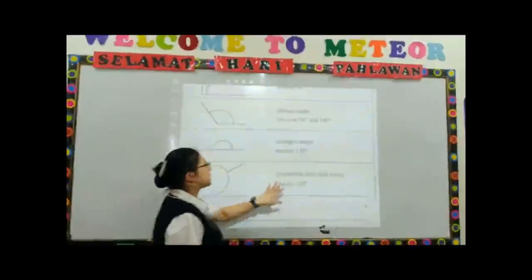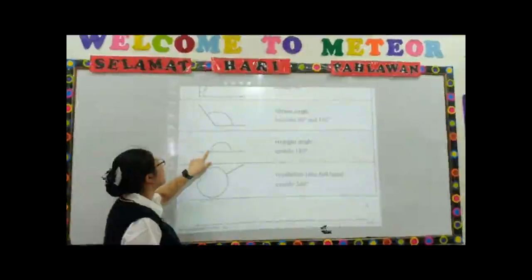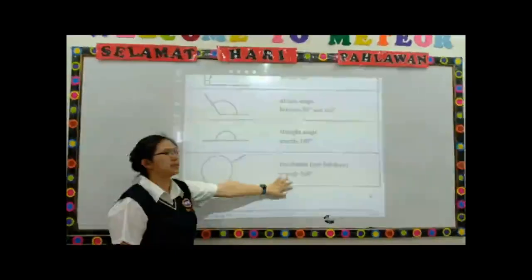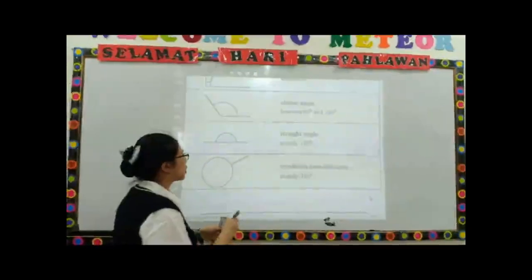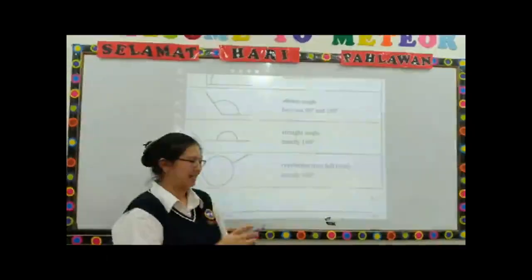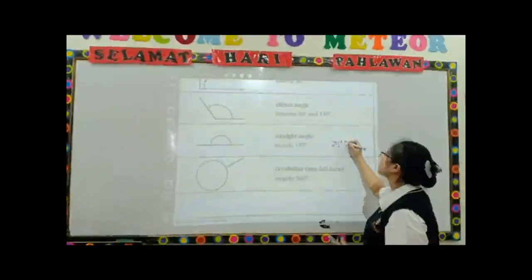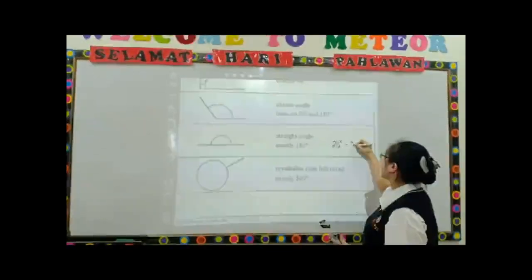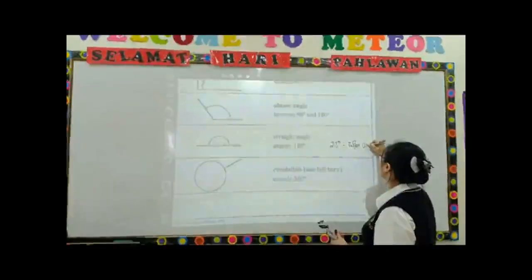From 180 degrees to one full turn, a full turn is 360 degrees. So from 180 degrees to 360 degrees, there is another angle which is called a reflex angle. If there's an angle which is 215 degrees, this is called a reflex angle.